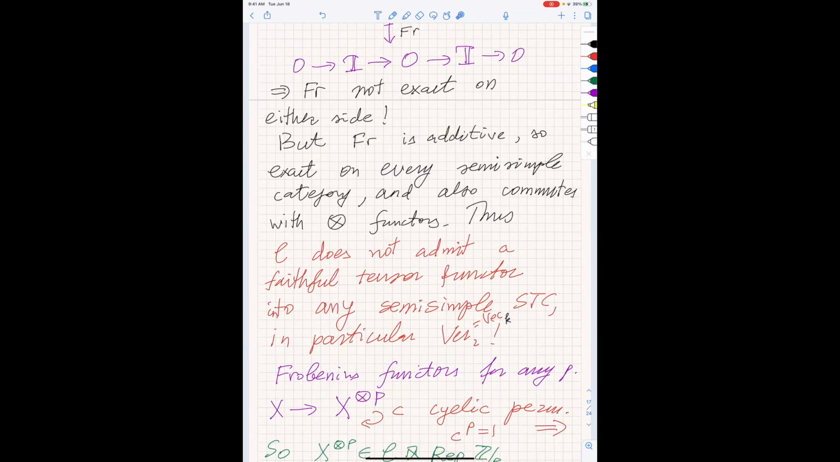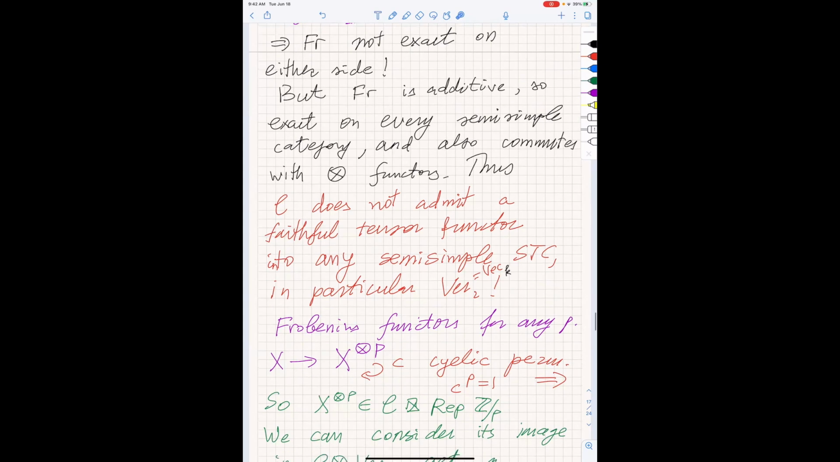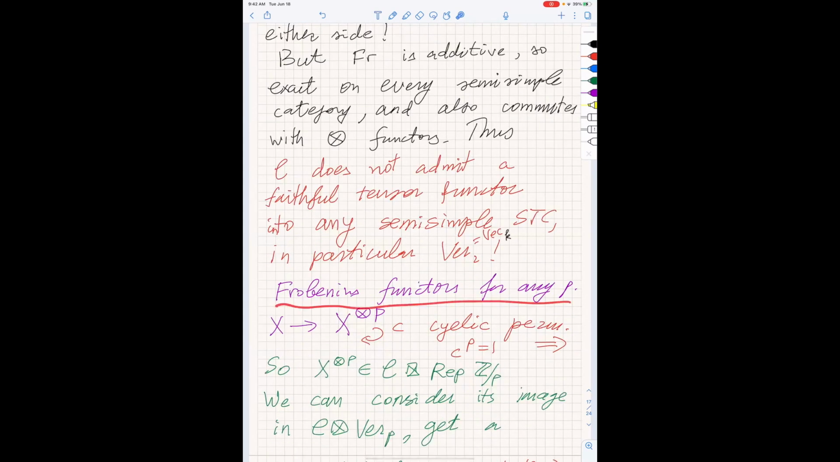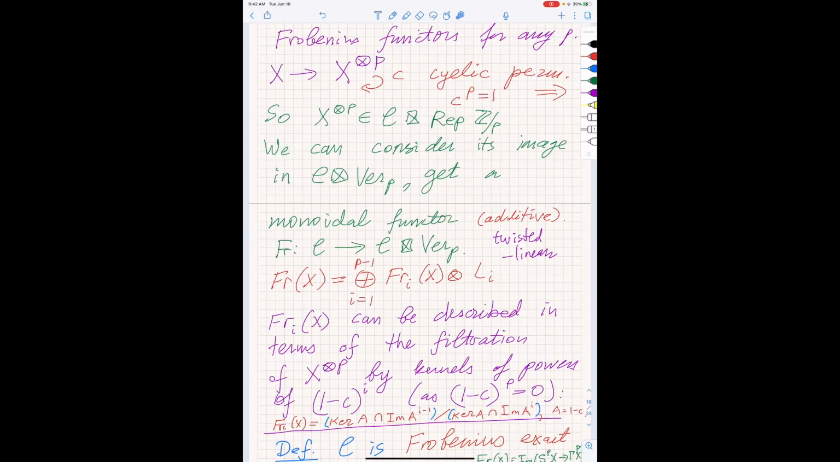So this functor commutes with any monoidal functor, any tensor functor. So if Frobenius is not exact, then we cannot have a tensor functor in a semi-simple category, because in a semi-simple category, any additive functor is exact, in particular Frobenius. And one can define Frobenius functors for any p. In fact, these functors were a crucial tool for Ostrik when he proved his theorem. So I will skip the definition because it's not going to be important for the punchline.